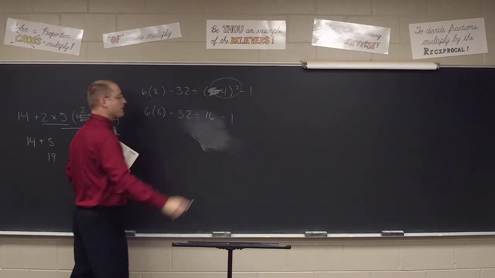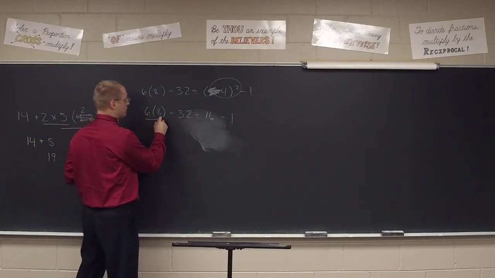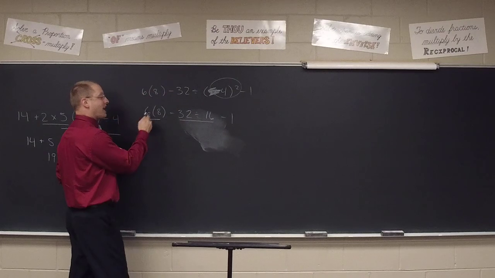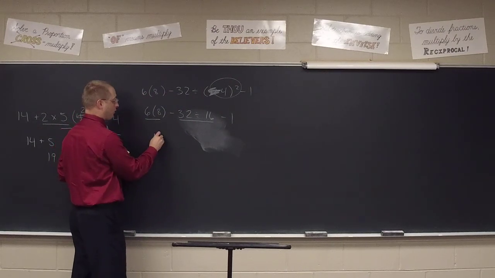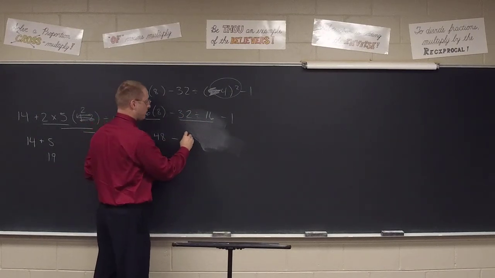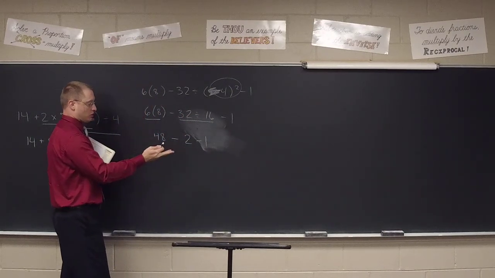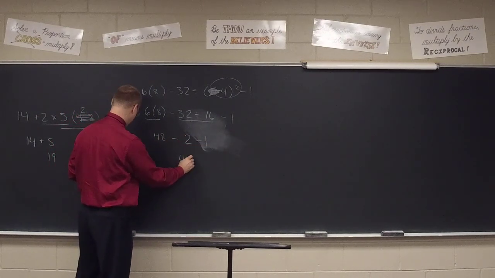All right. Then what do we need to do, Hayden? Multiplication and division. Here's a multiplication, here's a division. They're not connected, so I could do them at the same time. I got a 6 times 8, 48. And I've also got a 32 divided by 16, 2. And now we're able to just go straight in order. 48 minus 2, 46, minus 1, 45 should be our answer.